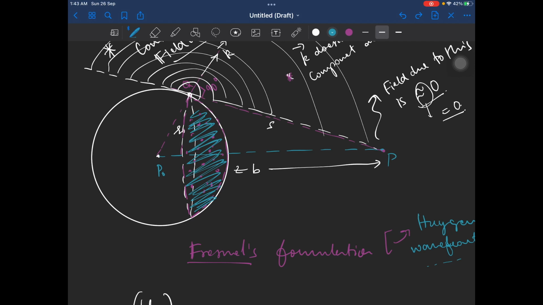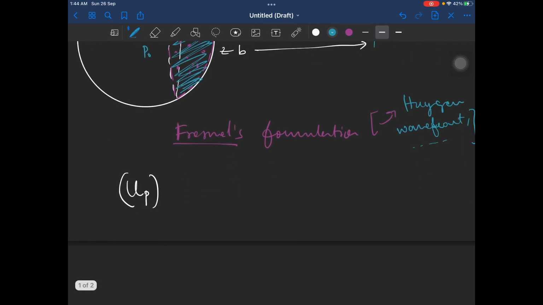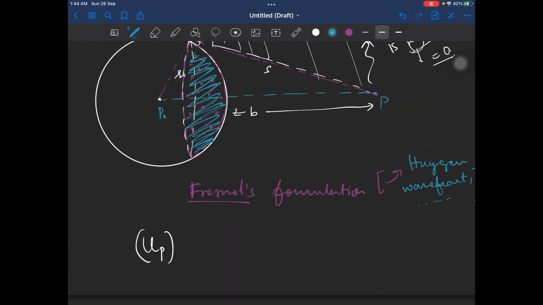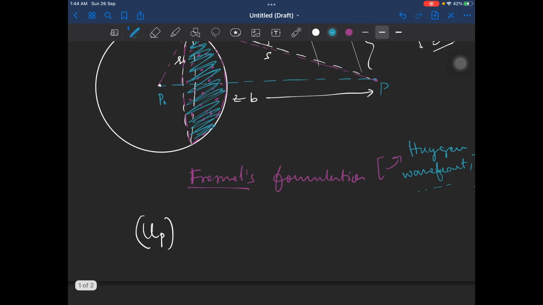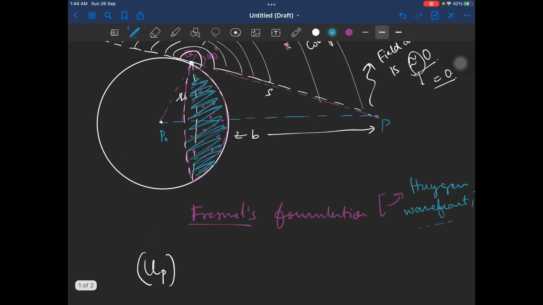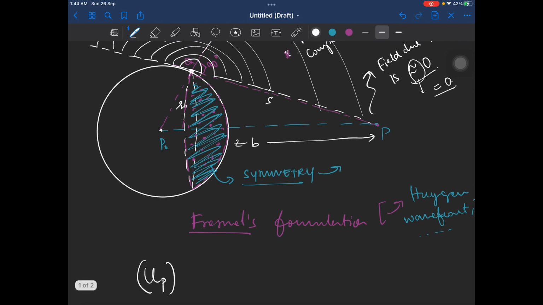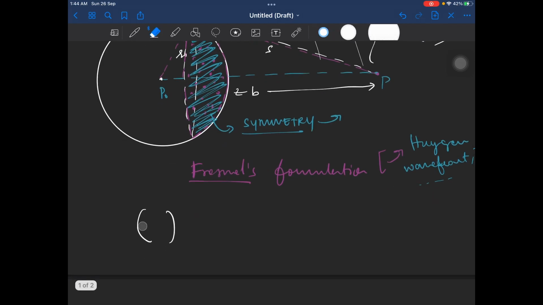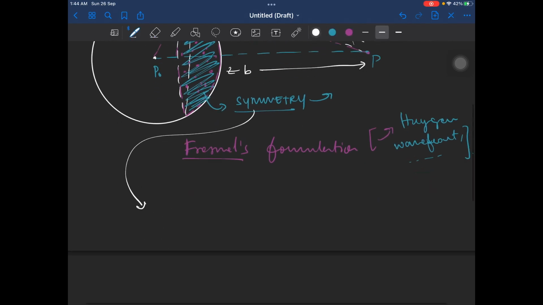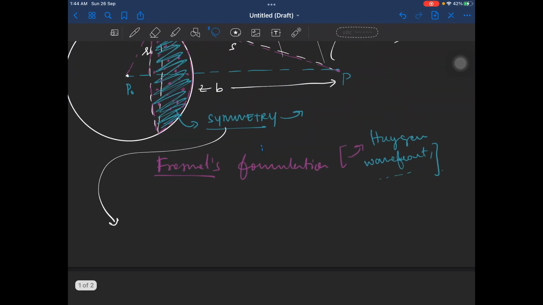Okay, so U of P, due to one such element, you see, there's a symmetry here. What symmetry is that? Let's discuss this symmetry here, and let's put this on hold.